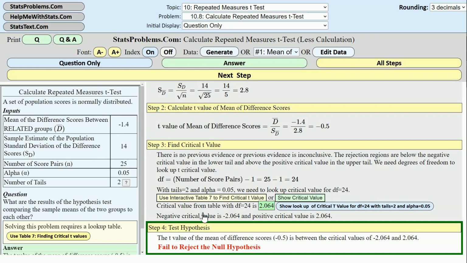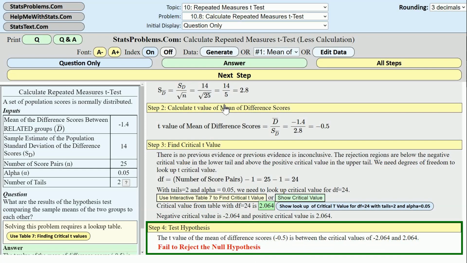In Step 4, we test the hypothesis. The t-value of the mean of difference scores, minus 0.5, is between the critical values of minus 2.064 and 2.064, so we fail to reject the null hypothesis.